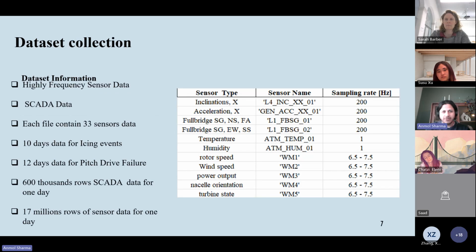The data set we got from WeDoWind consisted of HDF files. We had around 10 days of icing events and 12 days of data for the pitch drive failure. Each HDF file consists of 33 sensors' data, which is shown here, and 5 kinds of SCADA data consisting of wind speed, power output, nacelle orientation, and turbine state. The sensors were at 200 Hz frequency, and the SCADA data are between 6.5 to 7 Hz frequency.